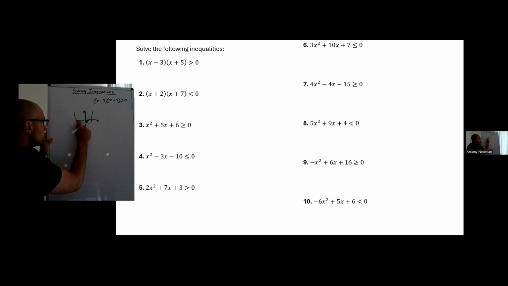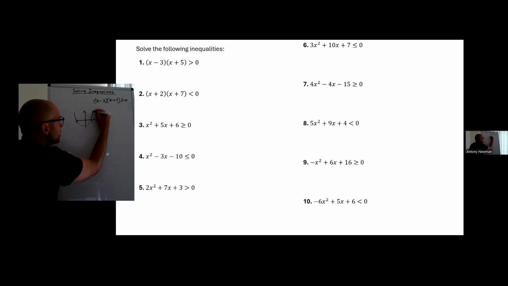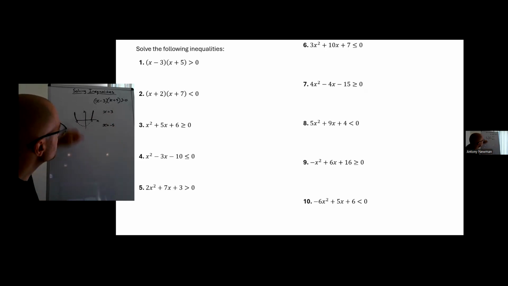Okay. I'd still like to see what the graph looks like, so I'm going to make this bolder. And we're going to use some inequalities to show our solutions. So rather than having the solutions x = 3 and x = -5, well, let's put these as inequalities.